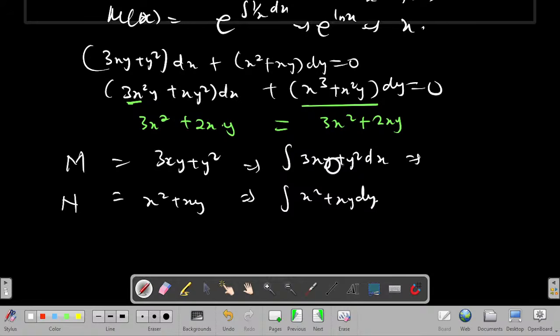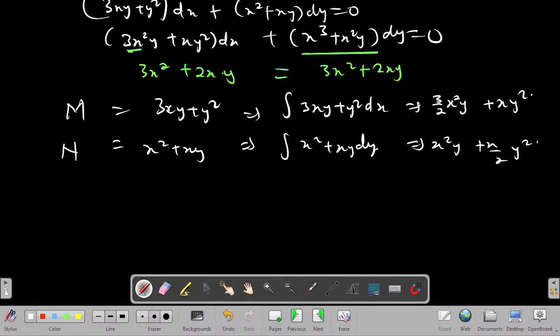So here, when I integrate this with respect to x, what am I getting? I'll get 3 on 2 s squared y plus xy squared. When I come here, when I integrate this with respect to y, I'm getting s squared y plus x on 2 y squared, right? So after getting these separate integrals, you merge them. Merging means that you combine them, but any overlap, you should just take one.